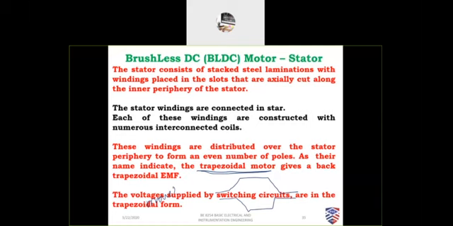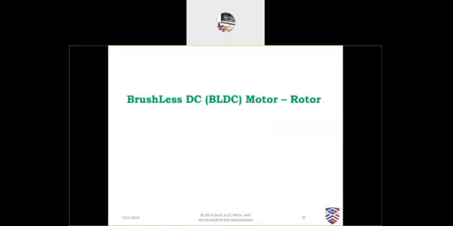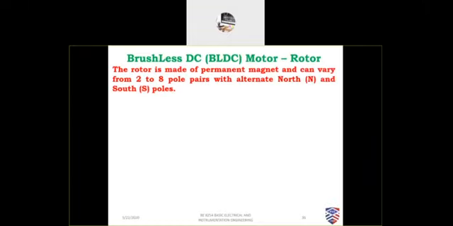So voltage supplied by switching circuits are in the trapezoidal form. So the rotor is made of permanent magnet. It can vary from 2 to 8 pole pairs. That means 2 means 4 pole, 8 means 16 pole, north and south poles.